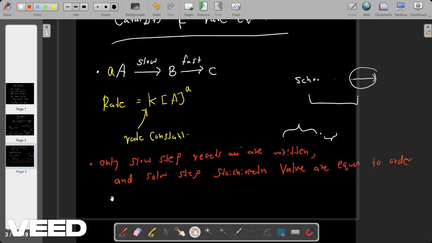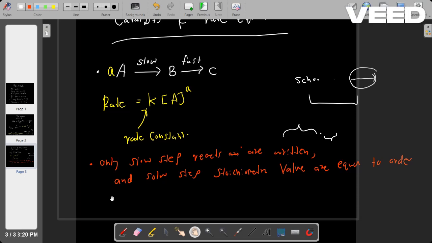Usually in your syllabus you are getting only two steps, a maximum of three steps. Usually you are getting only two-step reactions in multi-step reactions. So we are not moving on. Only slow step reactants are written in the rate equation.